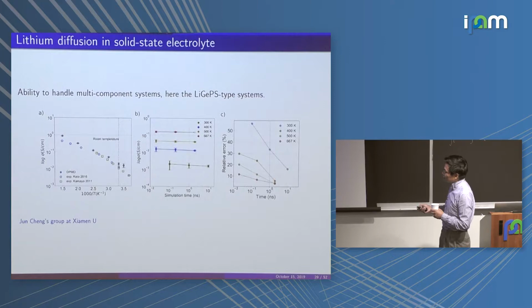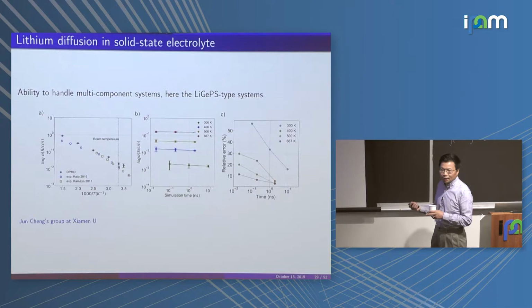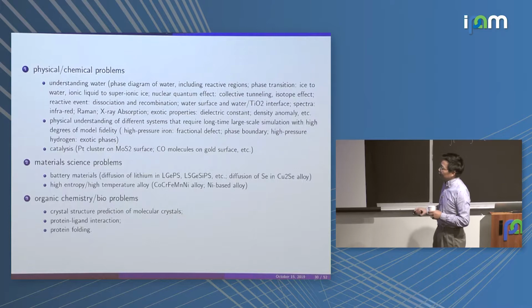Before, people could only compute the diffusion coefficient at very high temperature and then try to extrapolate. So for the first time, we can compute the diffusion coefficient at room temperature here, and it compares reasonably well with experiments. That's because we have a model which is as accurate as quantum mechanics, but much simpler, so we can use this model to compute very large systems for a long time. And there's a whole bunch of applications going on.